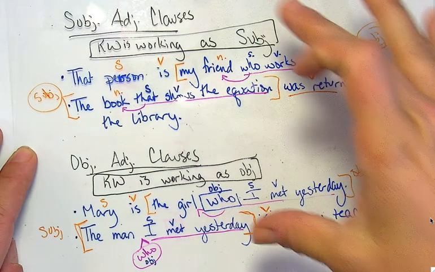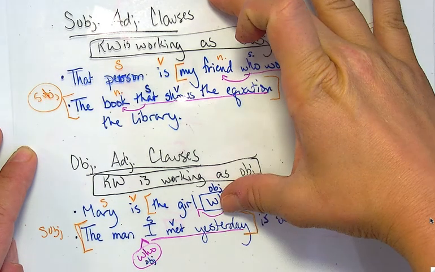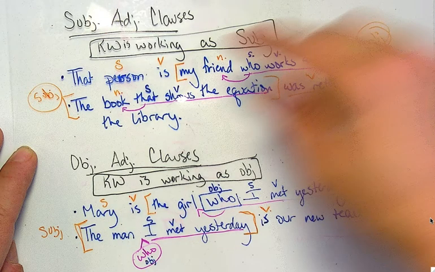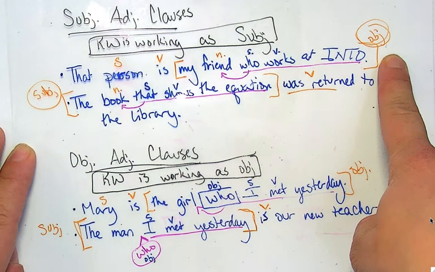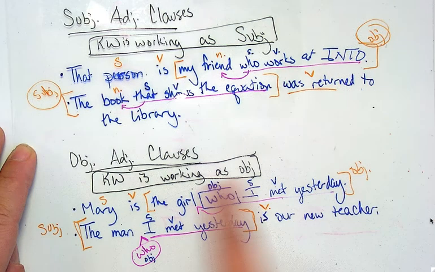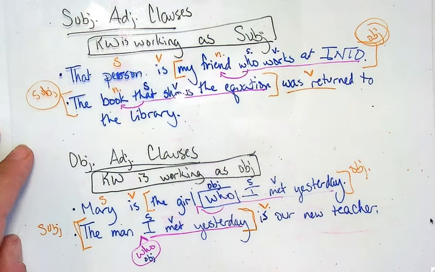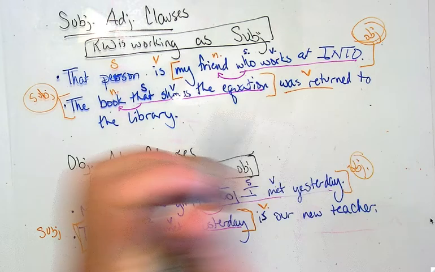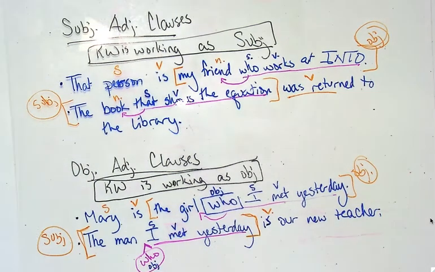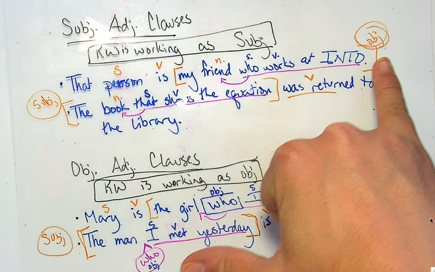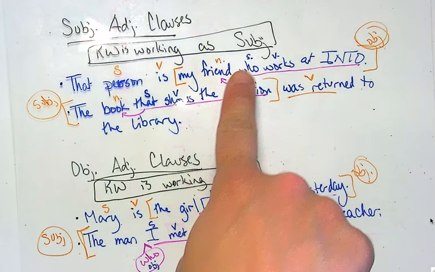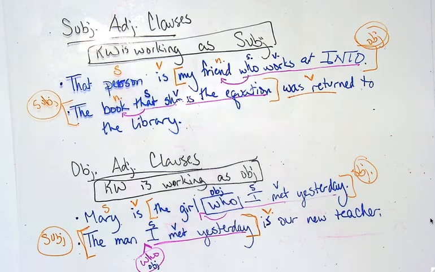For both subject and object adjective clauses, both of them can be in the subject or the object position of our main clause. So when we talk about subject adjective clauses, please be careful with that. It's not about its job in the main clause, it's about how our keyword works inside of our adjective clause.